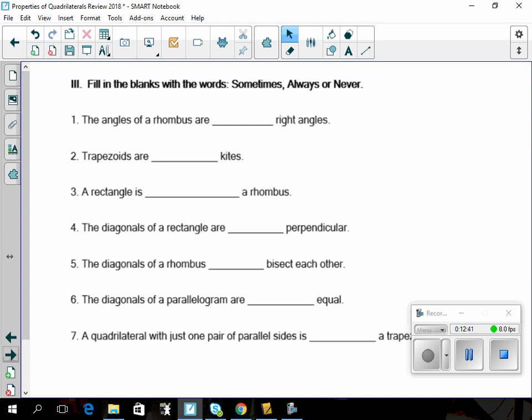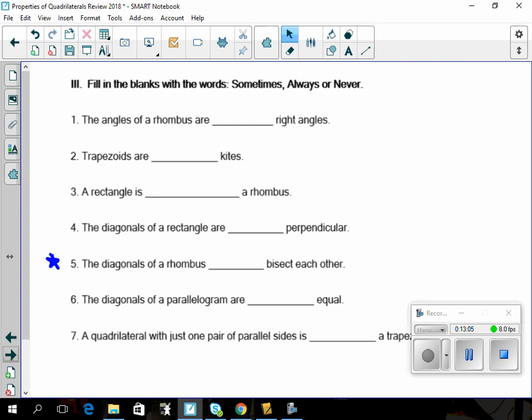I want you to star number 5, because we haven't talked about that property yet, but we will in a few minutes. Okay? What I'd like for you to do is think about these sentences. Look at your Venn diagram to answer them. I think the Venn diagram is a good way to answer these questions.